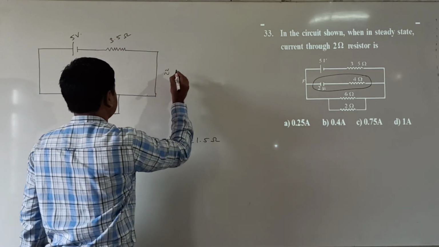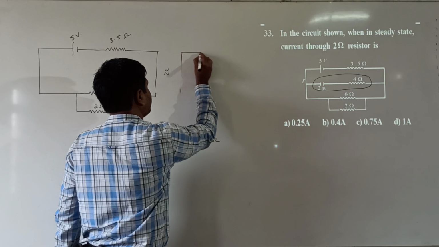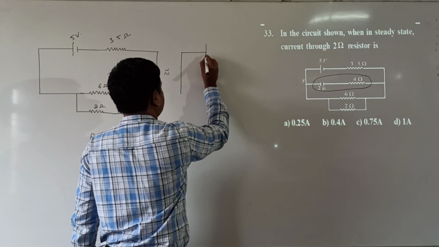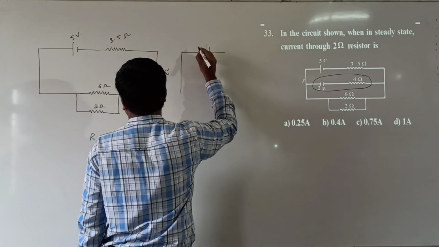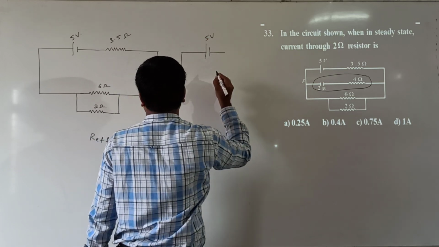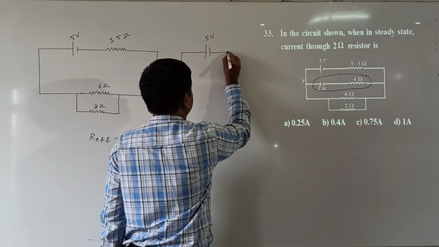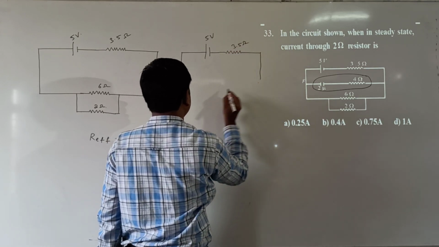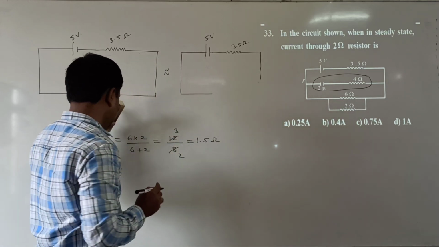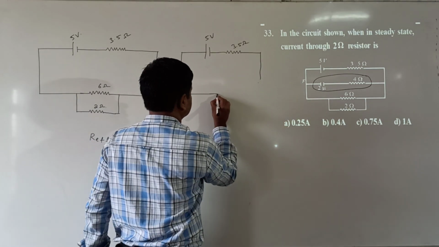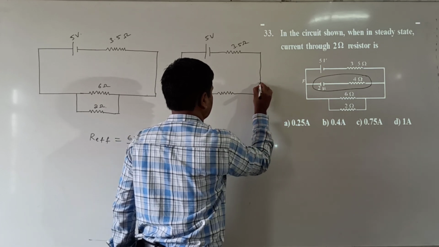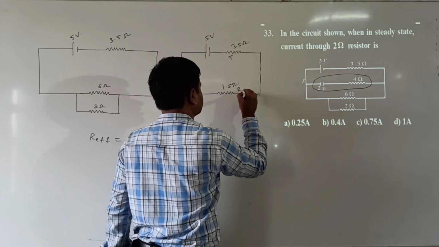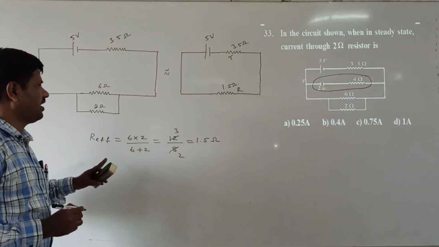Now again we are changing the diagram here. Here we have the battery. That battery has how many volts? 5 volts. We know this is already 3.5 ohms. When combining these two, we are getting 1.5 ohms. This is internal resistance. This is external resistance. That is the R effective we are getting here.